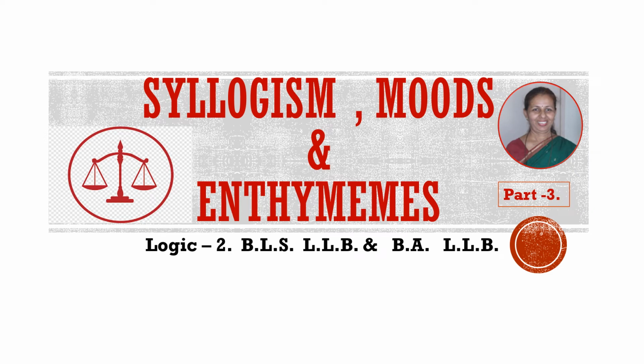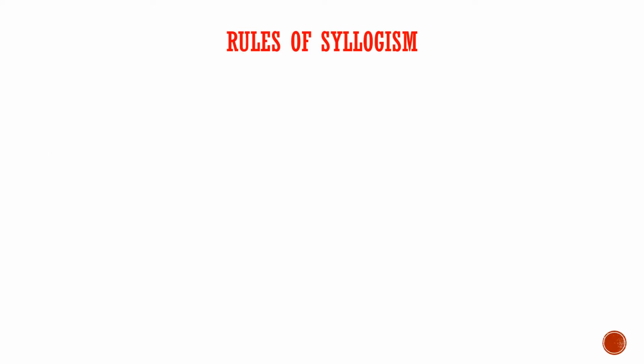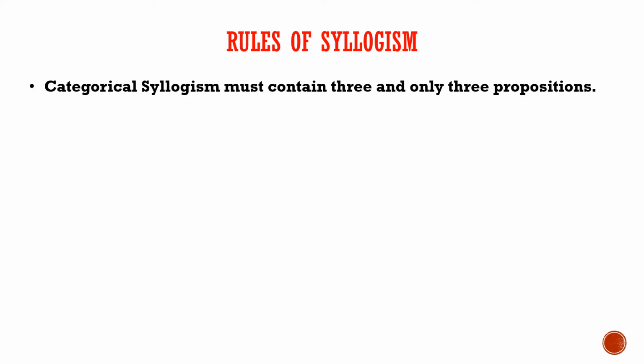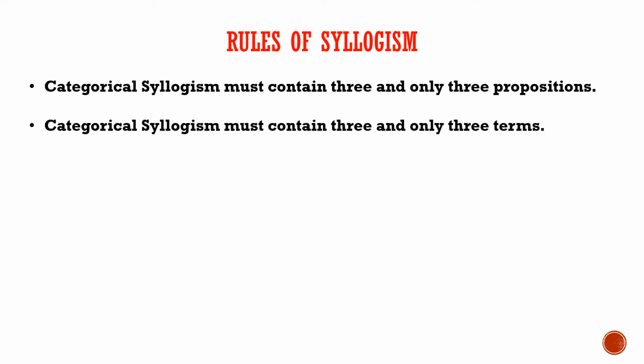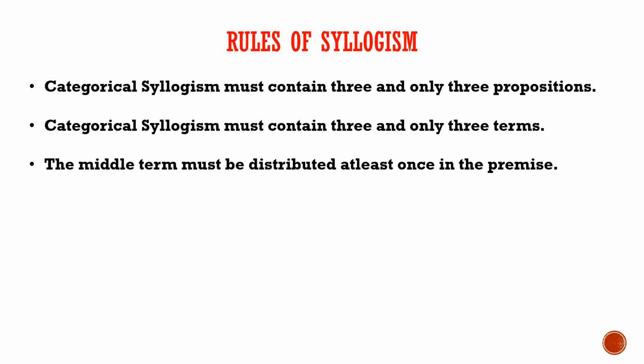Today we will do part 3 of Syllogism, Moods and Enthymemes. Here first we will revise the rules of syllogism. First rule is that the categorical syllogism must contain 3 and only 3 propositions. Secondly, the categorical syllogism must contain 3 and only 3 terms. Third, the middle term must be distributed at least once in the premises.